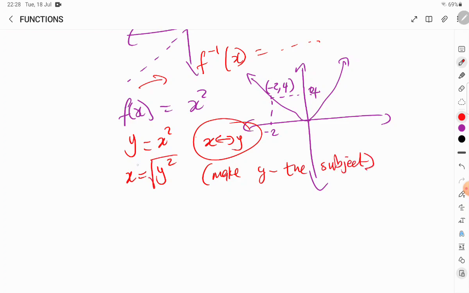Now in this case, this becomes y is equal to the square root of x. That's just it. There's the inverse.